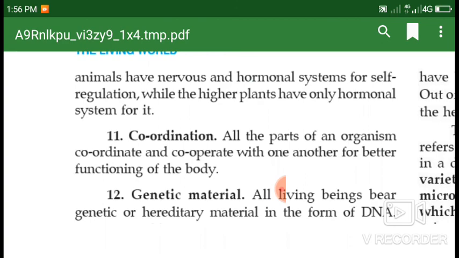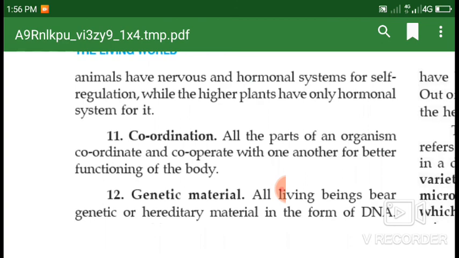Genetic material. All living beings bear genetic or hereditary material in the form of DNA. Every living organism transfers genetic material from the parents to their offspring, and DNA is nothing but the genetic material. It is responsible for the expression of traits in an individual.